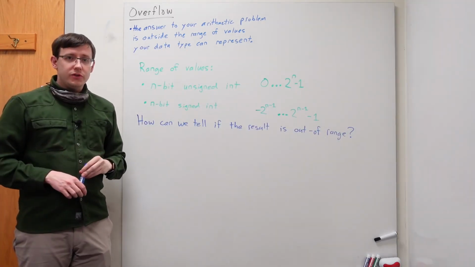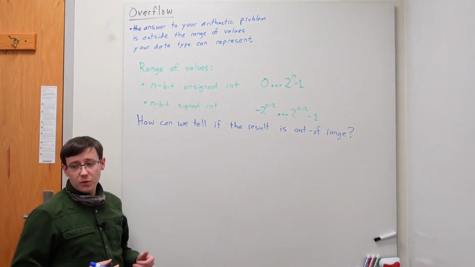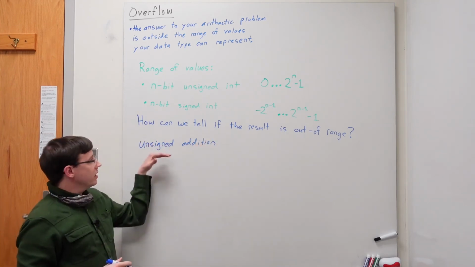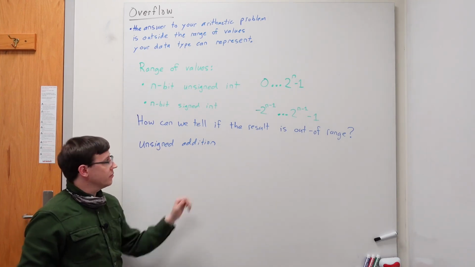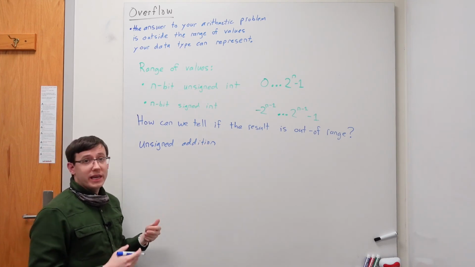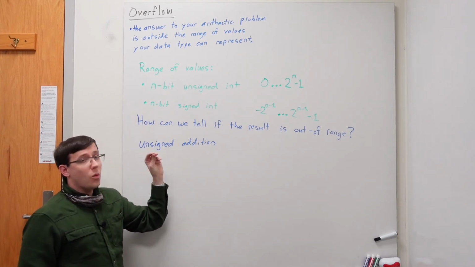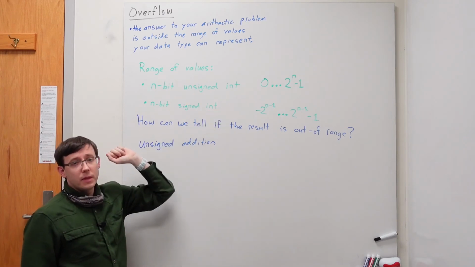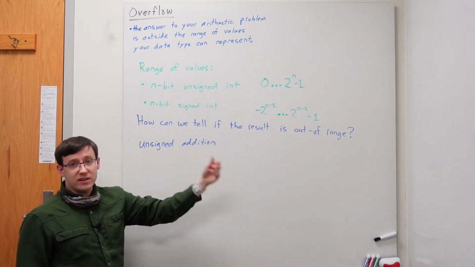Let's look at some examples to try and figure out how we can identify when the result is out of range. We'll start with unsigned addition. If we're using unsigned numbers, then we know that both of the values that we're adding are positive, and we are performing addition, so the result can only get bigger. And so if we're doing unsigned addition, there is no way that we could get a result that is less than 0. And so the only danger of overflow here is going bigger than the maximum value.